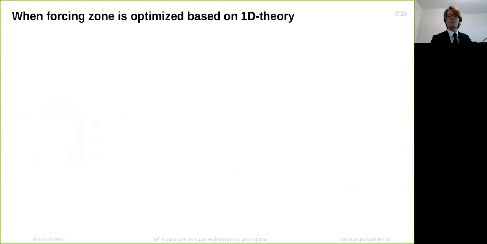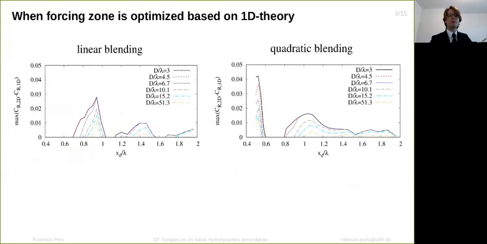So let's look what happens when the forcing zone is optimized based on the 1D theory. Here we see results for 2 different blending functions, linear and quadratic blending. We see the maximum of CR2D minus CR1D. So how much the reflection coefficient for our generic test case might exceed the 1D theory prediction. And the curves are here for different domain sizes, and on the bottom axis we see the forcing zone thickness in terms of the wavelengths.